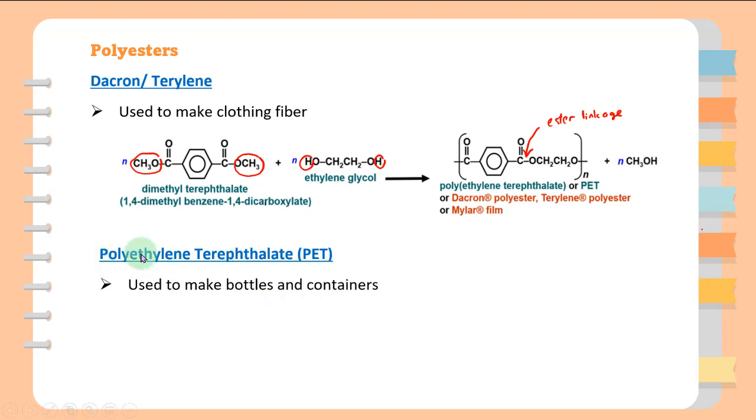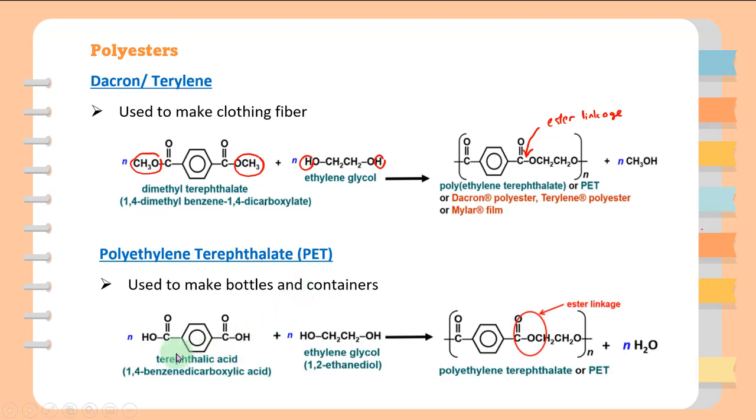The next example, you have PET, used to make bottles or containers. Again, this one is coming from your dicarboxylic acid, a structure with two OH groups at the ends. So OH coming from your dicarboxylic acid and then hydrogens from this alcohol, and you're making a polyester. This is your ester linkage, and you're producing the side product H2O.